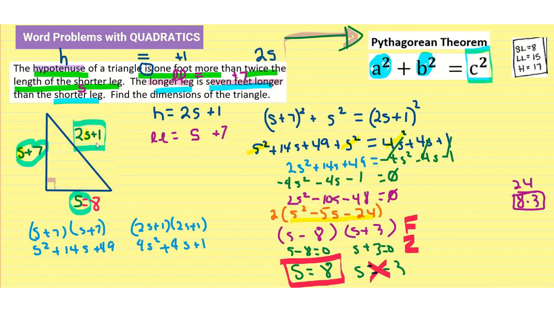Now, if I know that s is equal to 8, that means I can now plug the value of s into the other equations. So 2 times the 8, which is what we know s is equal to now, plus 1. 2 times 8 is 16, plus 1 equals 17. The hypotenuse is going to be equal to 17. And over here on the long side, my s again is equal to 8. So 8 plus 7 is equal to 15. So those are my 3 answers. My hypotenuse is going to be equal to 17. My short side is going to be equal to 8. And my long side is going to be equal to 15.